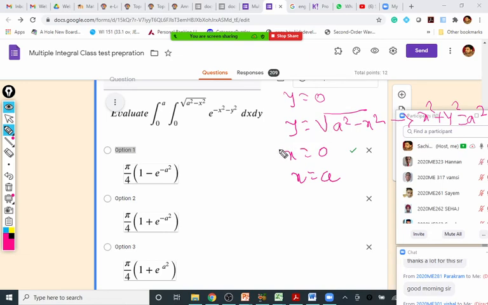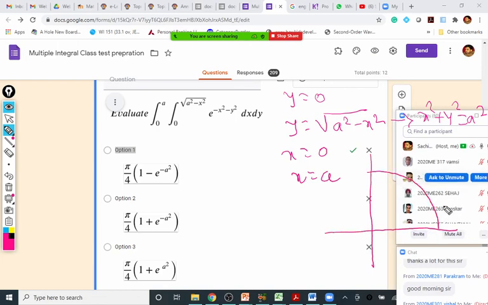Whenever the double integration has the boundary as a circle, we should move to polar form. This is the key point actually. If you are not able to get that part, then you are in trouble. So this is the region of integration, where we have the boundaries x equal to 0, y equal to 0, then y equal to root of a square minus x square, and at the end x equal to a, a line here somewhere.